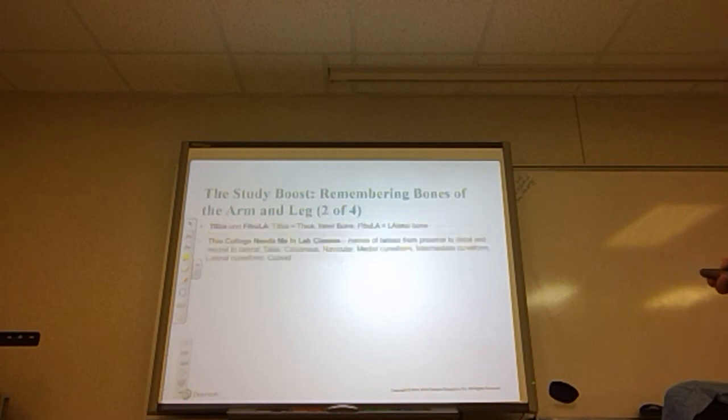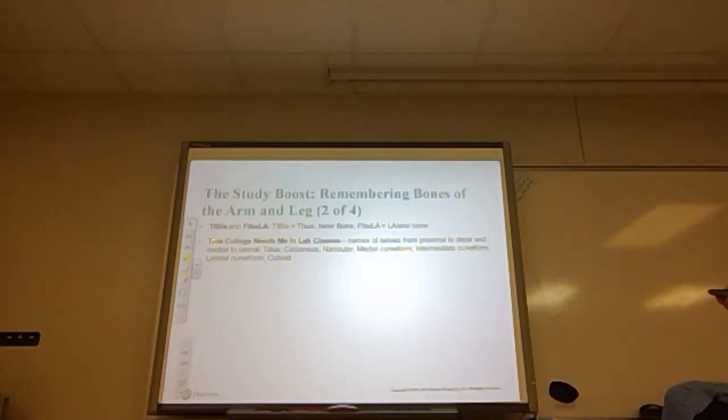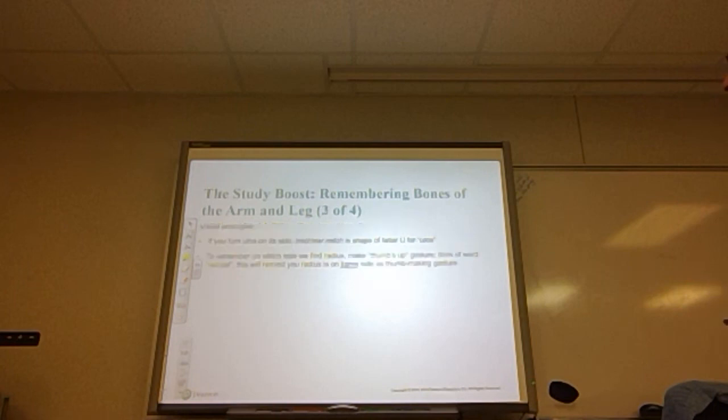Tibia and fibula. Tibia is the thick, inner bone: T-I, thick, inner bone. Fibula, lateral bone, L-A for lateral. "This college needs me in lab classes" gives the names of the tarsals from proximal to distal and medial to lateral. You've got talus, calcaneus, navicular, medial cuneiform, intermediate cuneiform, lateral cuneiform, cuboid.